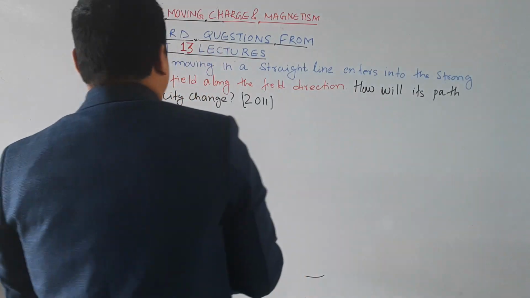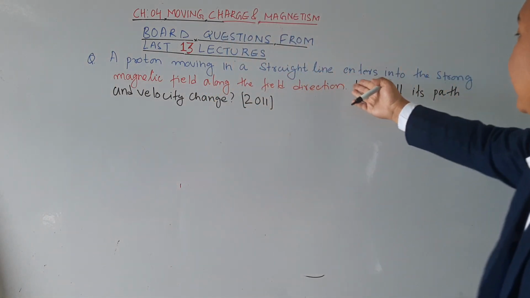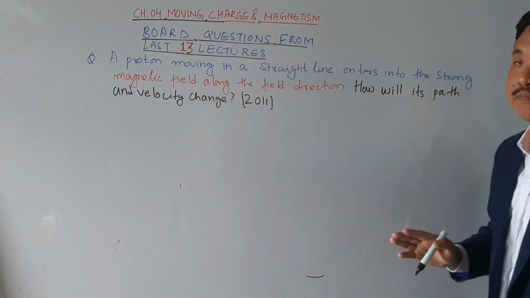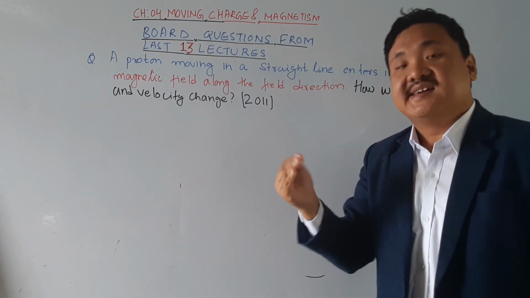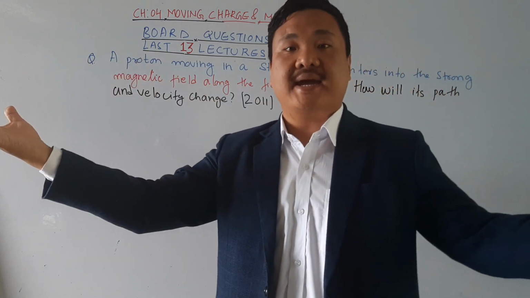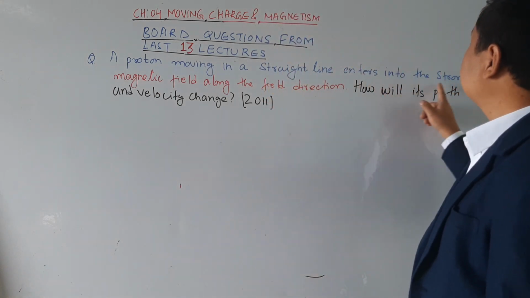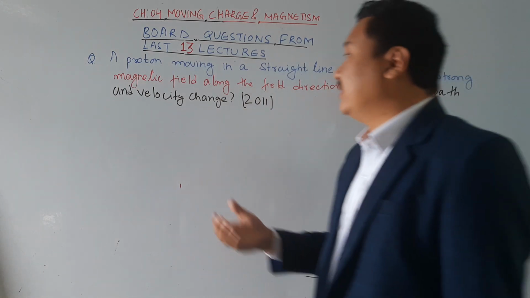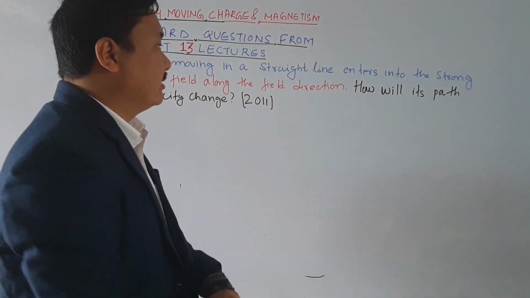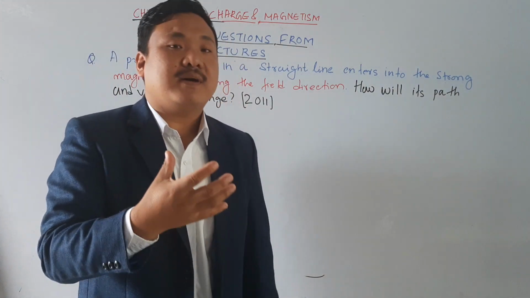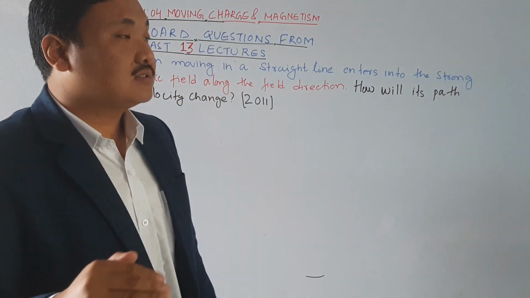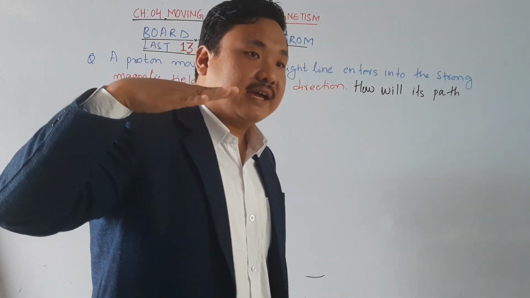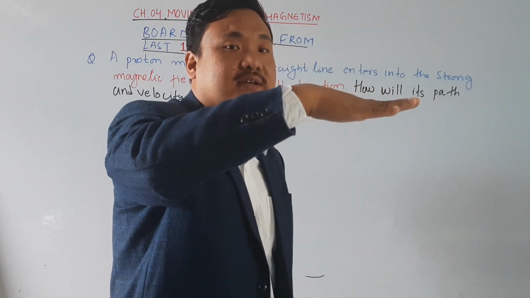The question is: a proton moving in a straight line enters into a strong magnetic field along the field direction. How will its path and velocity change? 2011. So the velocity and the path will not change, because the angle between the magnetic field and the velocity direction of the charged particle is the same.